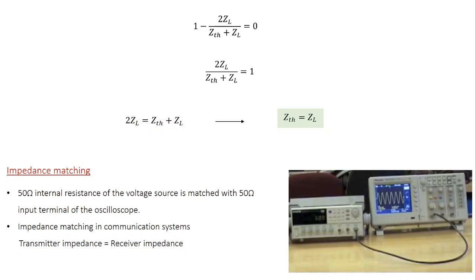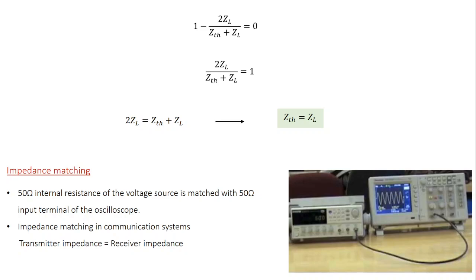If you notice, the typical resistance of the function generator or voltage source you use in your lab is around 50 ohms. So you take a connecting wire, which is known as a BNC cable, and connect it to the input terminal of the oscilloscope. If you observe carefully, under this input terminal, the resistance of the terminal is noted, and it is around 50 ohm. So in this case, the function generator is the source and the oscilloscope is the load. Essentially what you are doing is impedance matching, so that maximum power from the function generator will be transferred to the oscilloscope.